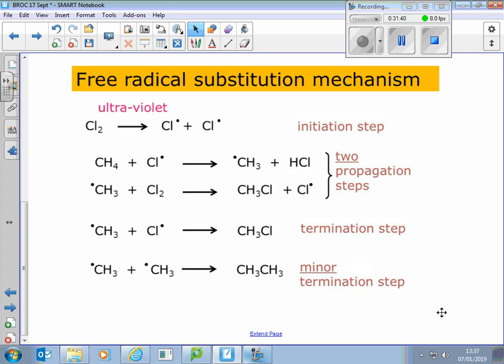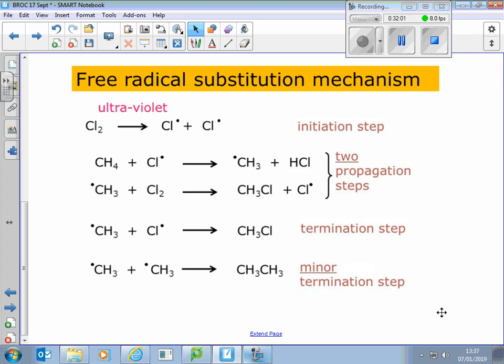It's like you poking a domino in a whole line of them. Something's got to get it started, and it's this production of the chlorine radicals that gets the whole thing started. You then have these propagation steps, and what happens is a chlorine radical will react with some methane.